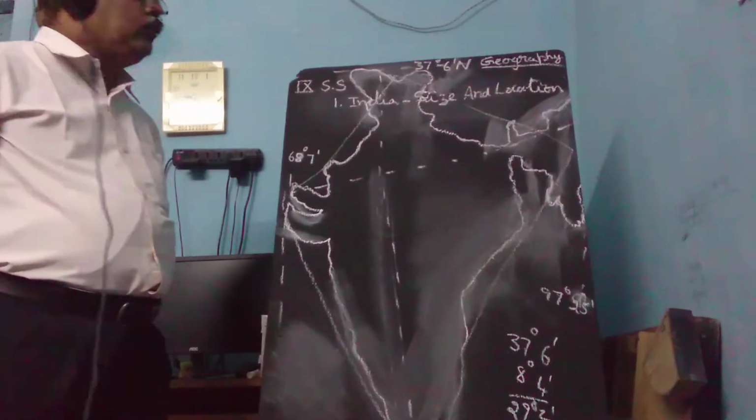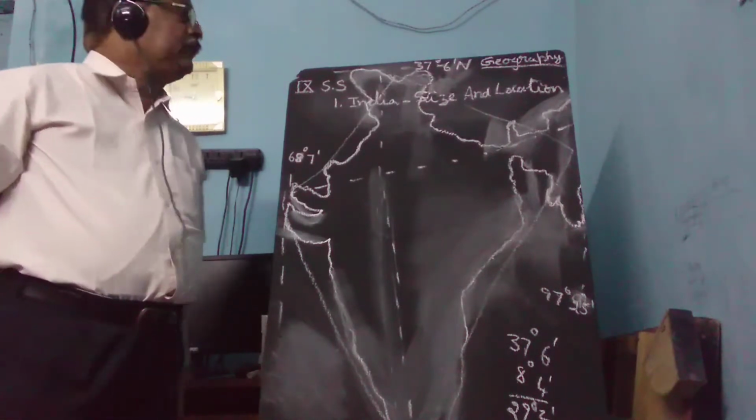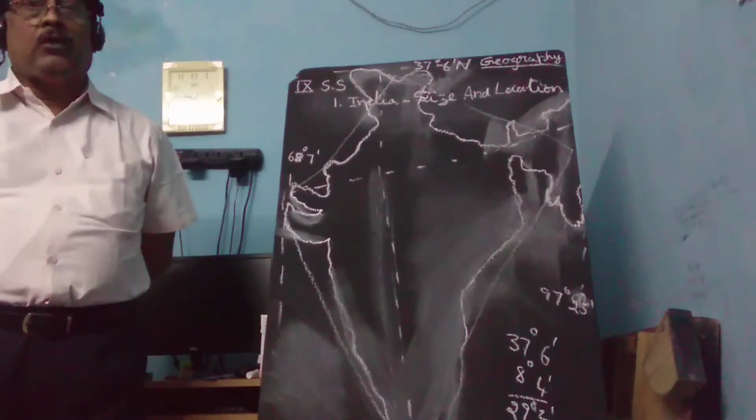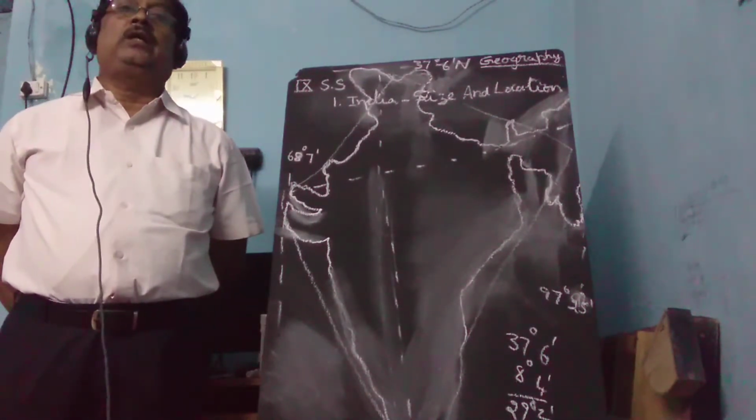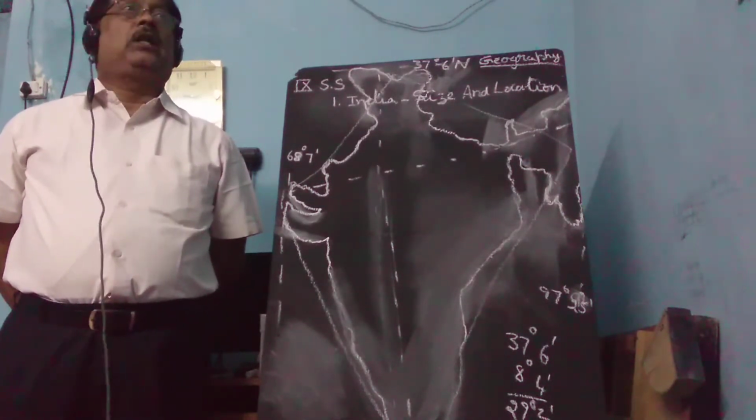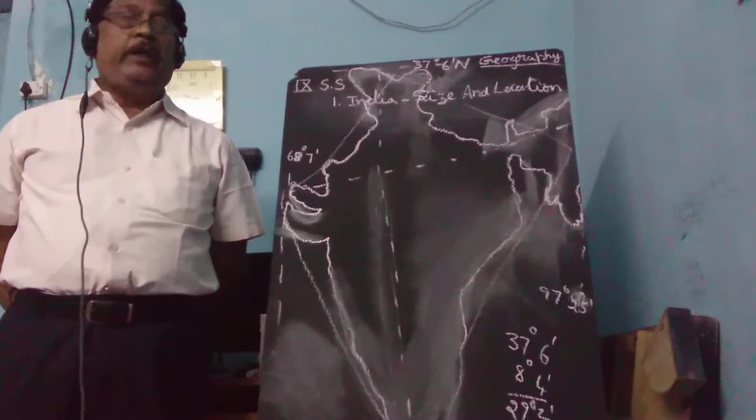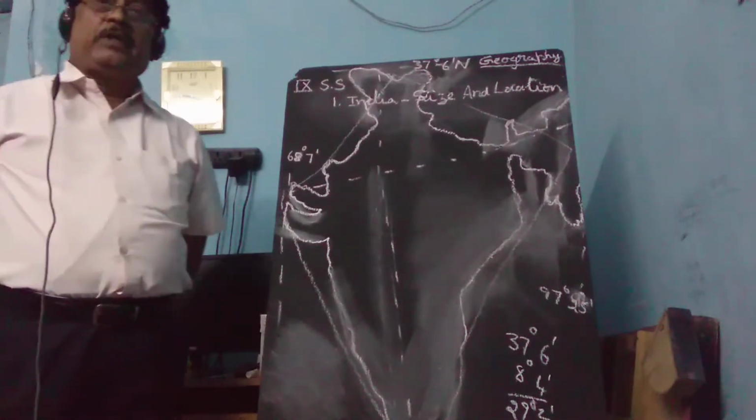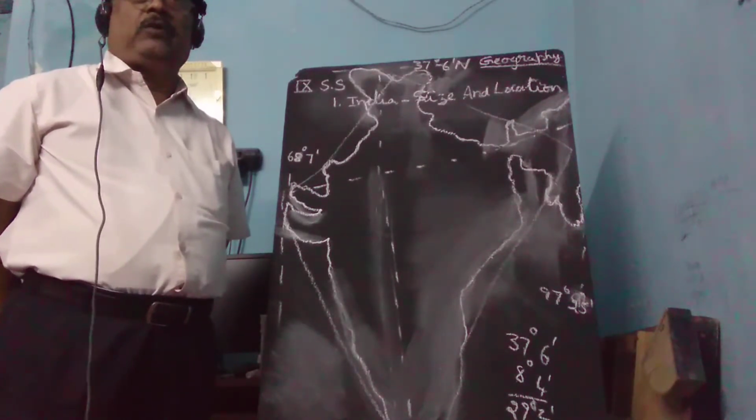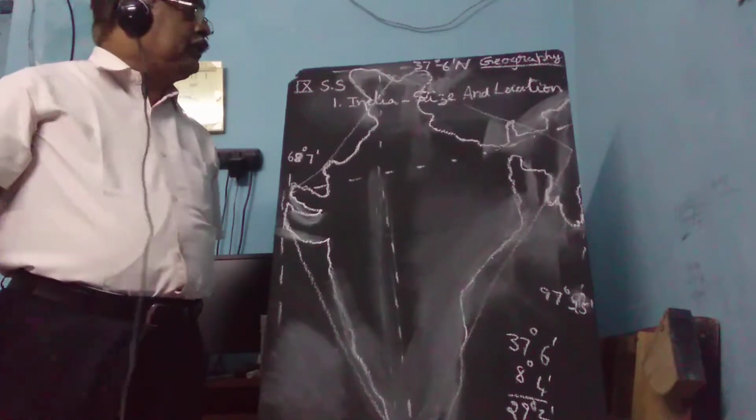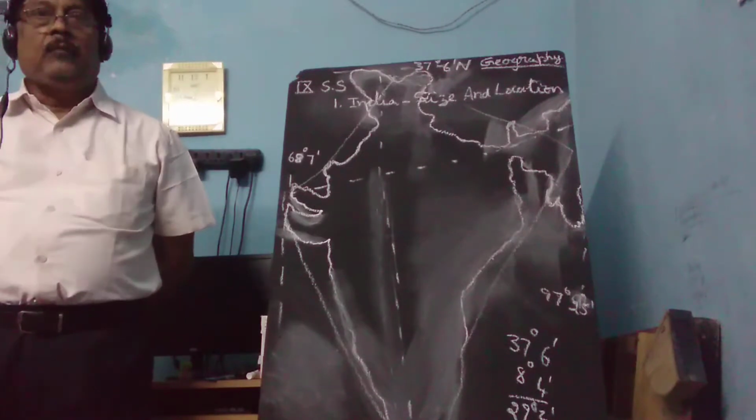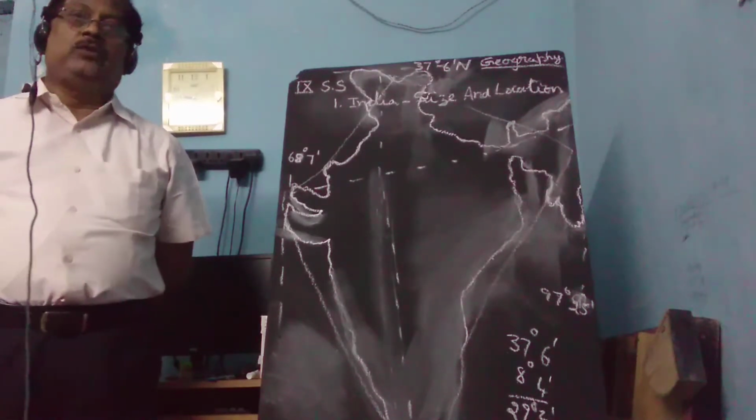And when you come to area, India's area is 3.28 million square kilometers. It is approximately 2% of the total land area of the earth. It means it is a very meager size compared to all the continents. India's size is 2% only. But it is the second most populous country, as you know well.